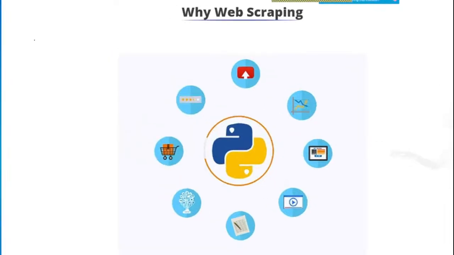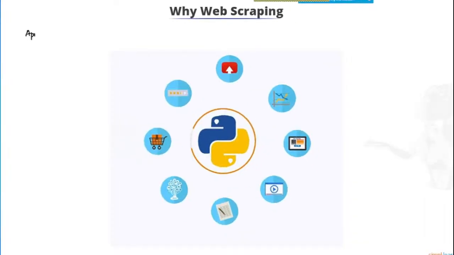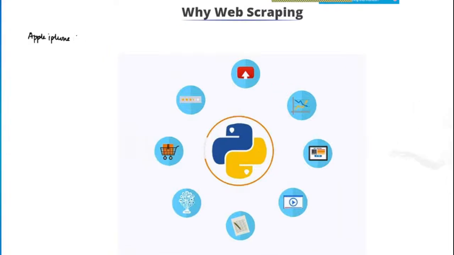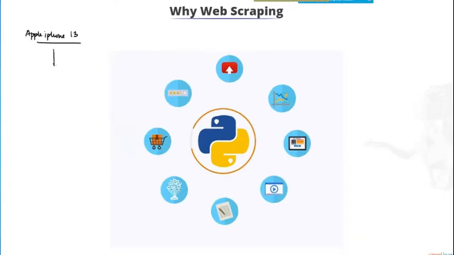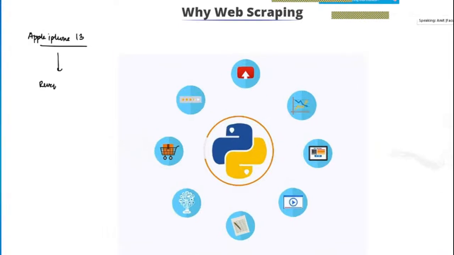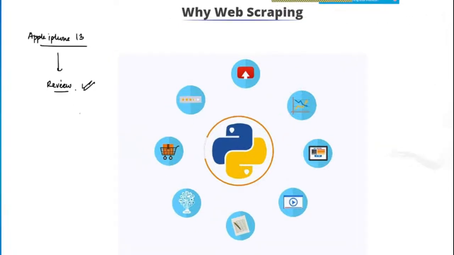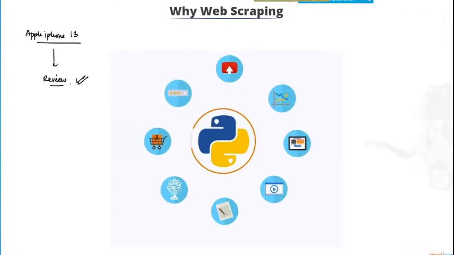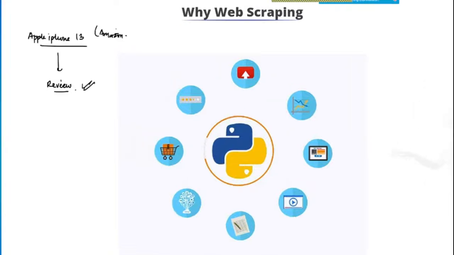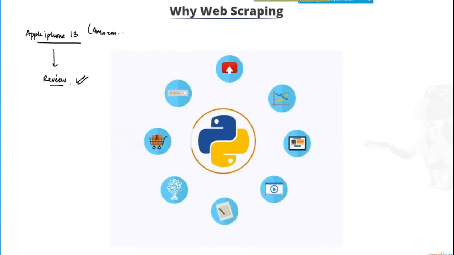Suppose you wanted to analyze the reviews of the Apple iPhone. Which one is the latest? 13. You wanted to run a review on this. How can we run the review over this? What we have is this information is available on Amazon Prime. Sorry, not Amazon Prime, this is all available over Amazon.com.